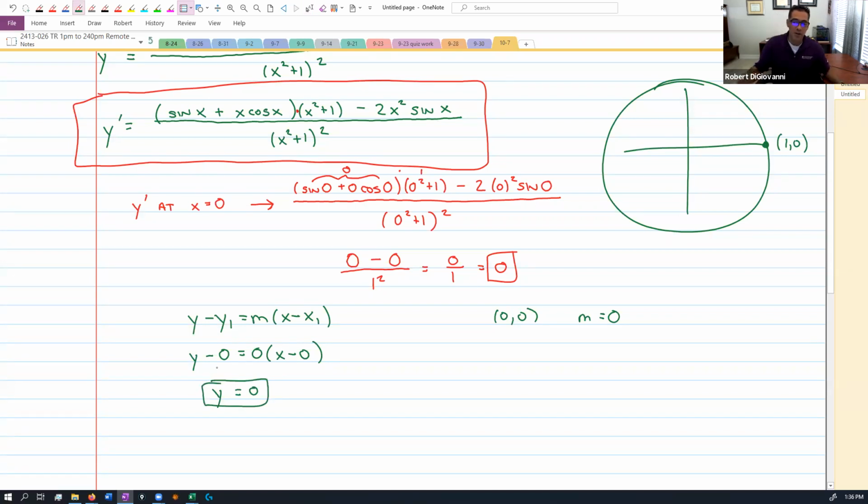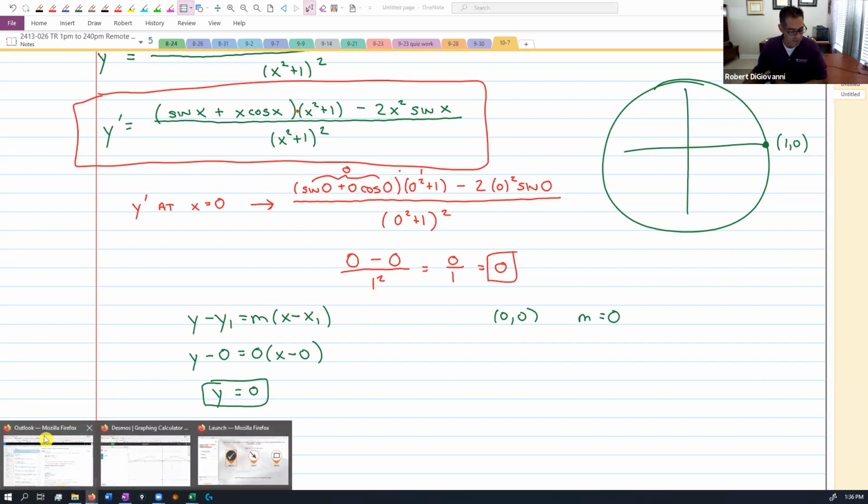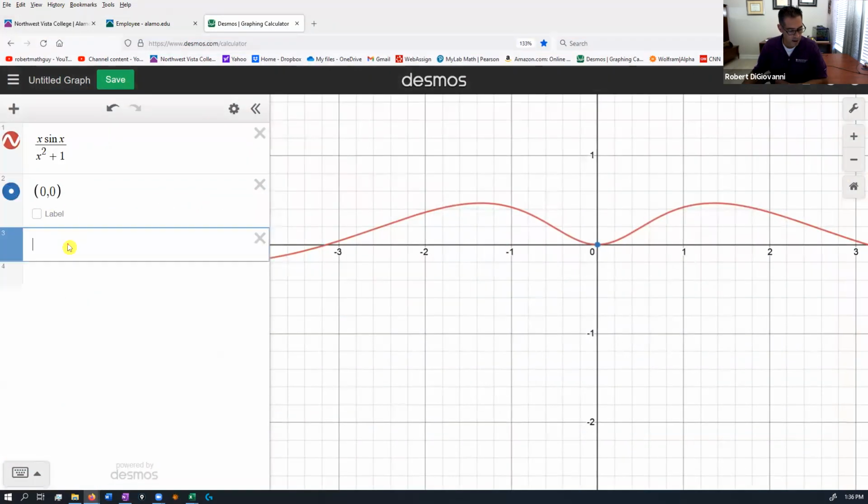And if you have an equation of a line, y equals a constant, it's a horizontal line, right? So when I go graph this, if I graph y equals 0, I get the x-axis, right? Which is tangent to this curve at that point.